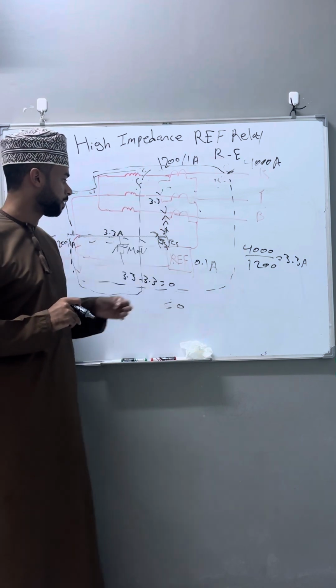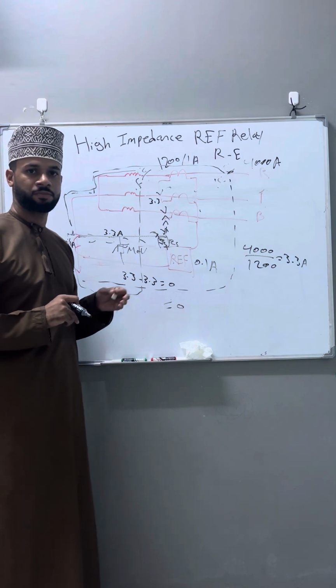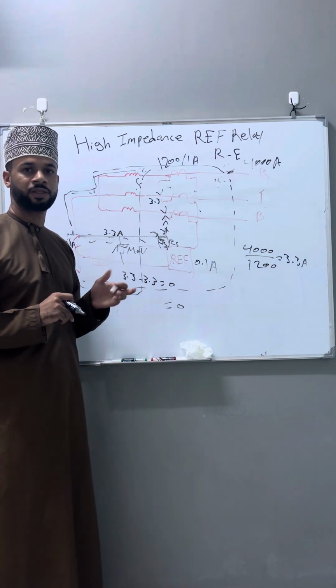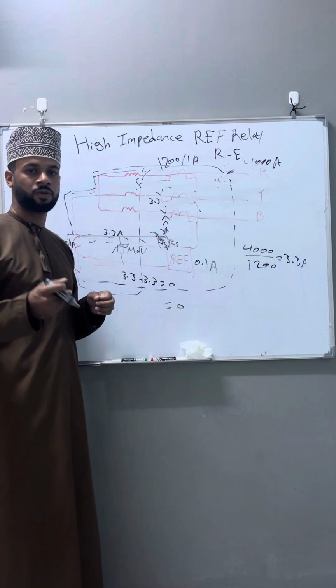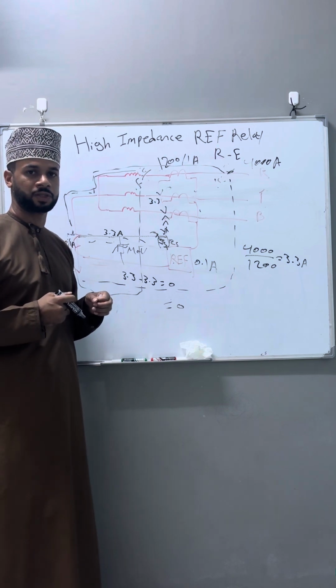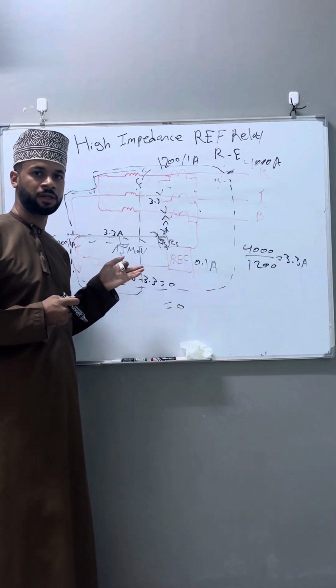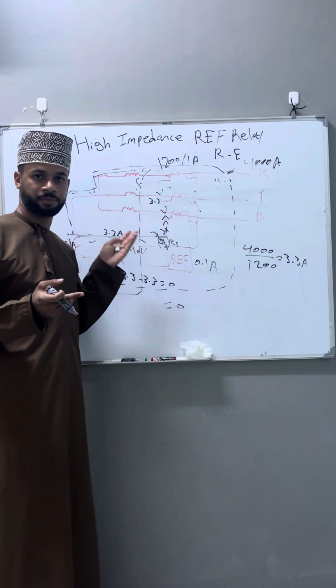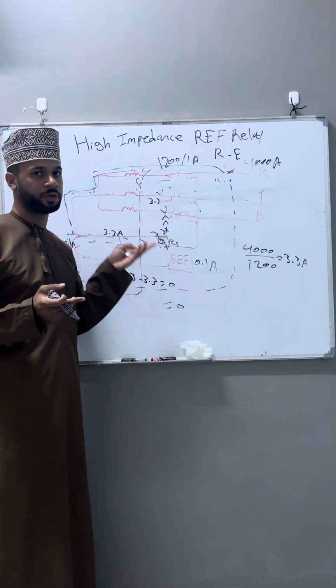Also for testing, we can test the high impedance scheme by the secondary injection method, like CMC or Vipco or any secondary injection test kit. Then we'll go through primary injection. First we go through the secondary. We can choose both. We can implement the voltage method or the current method.